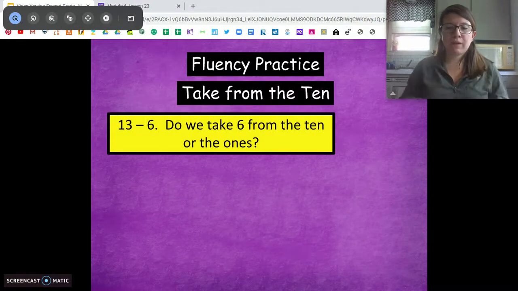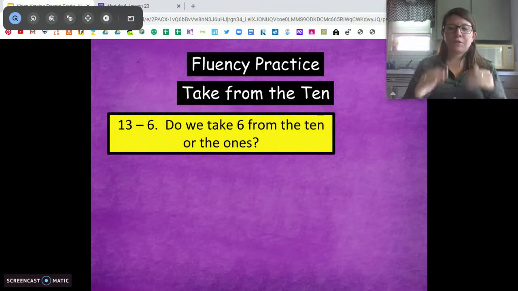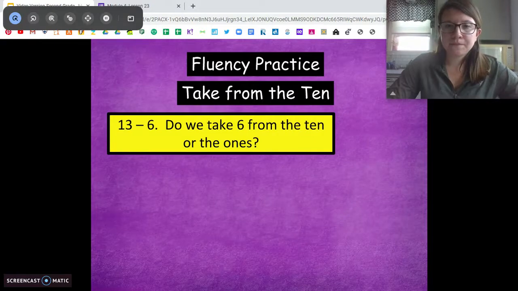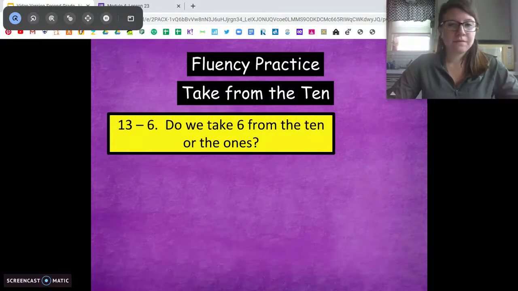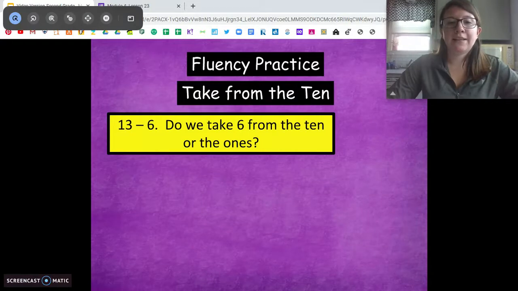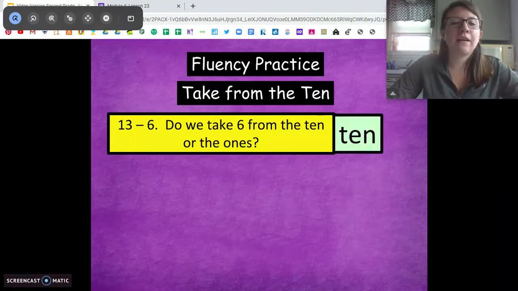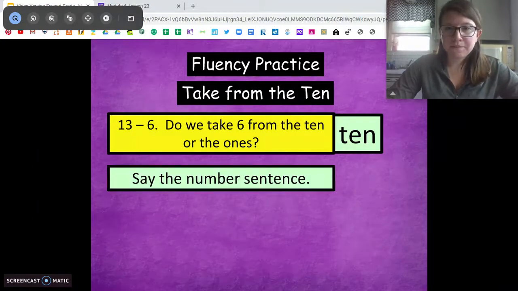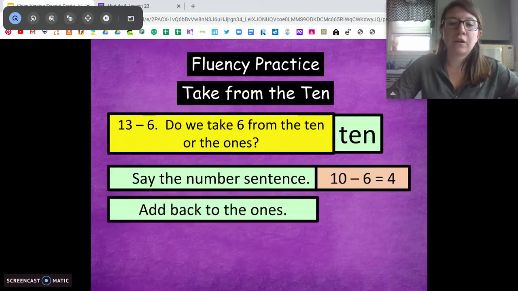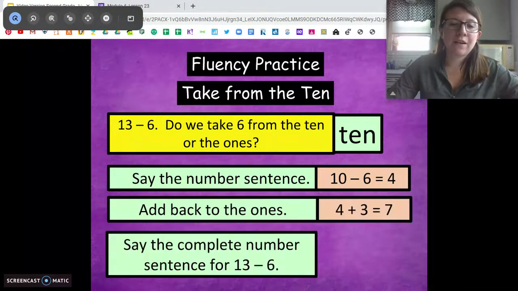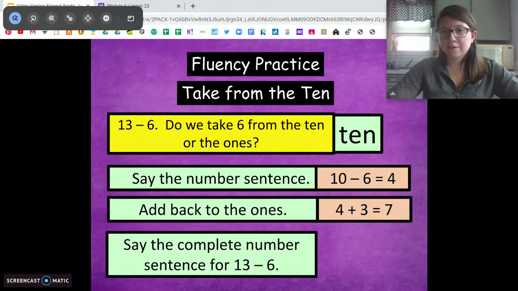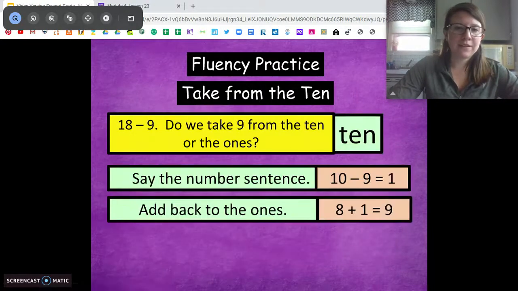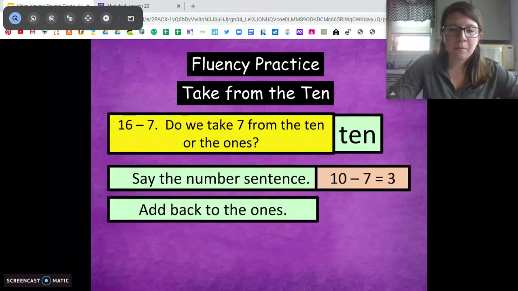13 minus 6. Write that on your paper. Break down 13 into its tens and its ones. Now, are we going to take 6 from the 10 or from the ones? Good, from the 10. So show me that number sentence. 10 minus 6 equals 4. Good. Now add back in your ones. 3 plus 4 is 7. Awesome. So 13 minus 6 is 7. Beautiful. All right, we're going to skip these because I think we got it.